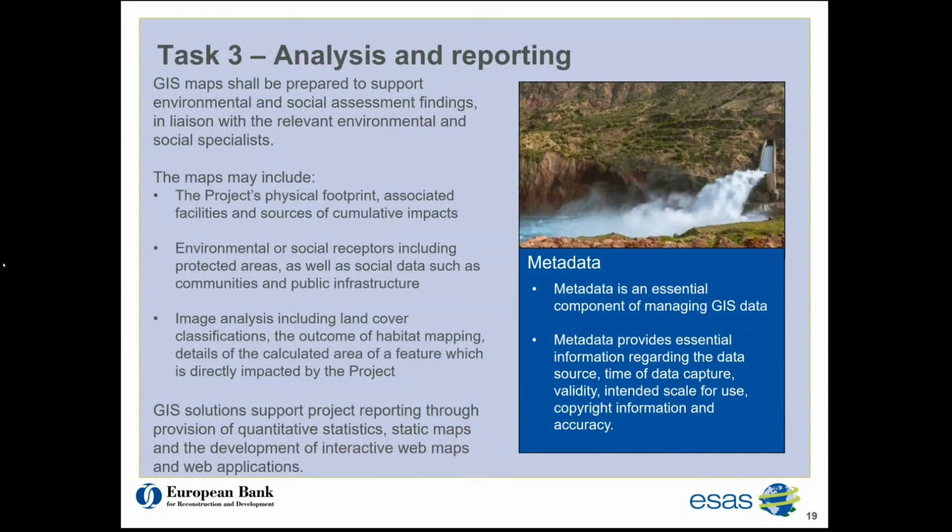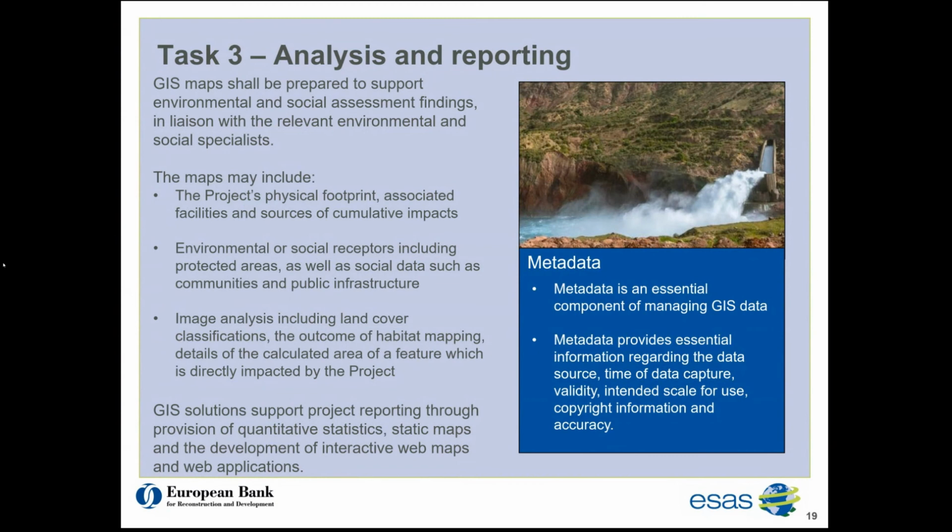So essentially, GIS maps need to be prepared to support the key environmental and social assessment findings, and that will require close liaison with the relevant specialists that have been involved in the study. The projects that are included in the environmental and social assessment report should include details of the project's physical footprint, details of associated facilities, and also sources of cumulative impacts that have all been taken into consideration during the actual assessment itself. And also environmental or social receptors, including protected areas. And this includes social data, such as communities and public infrastructure that may be both used and impacted by the project.